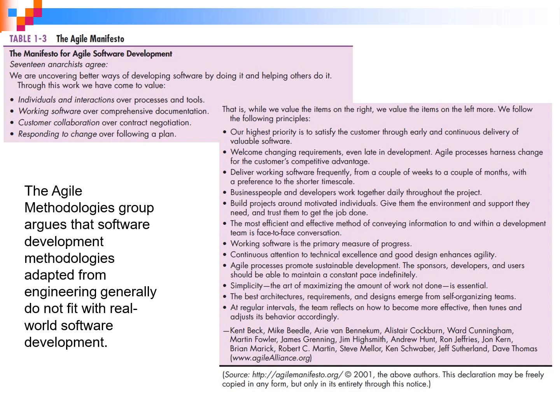Okay, so deliver working software frequently, from a couple of weeks to a couple of months, with a preference to be shorter time scale. Next is business people and developers work together daily throughout the project. The next one is build projects around motivated individuals, so give them the environment and support they need and trust them to get the job done.